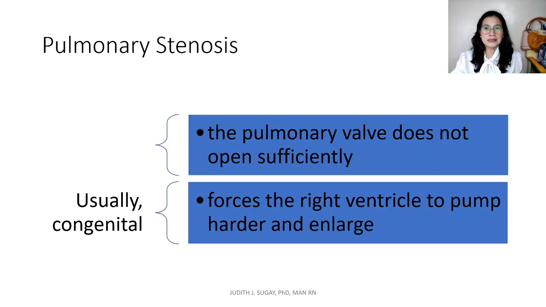Right, so let's move on to the next, which is pulmonary stenosis. With this disease, the pulmonary valve again does not open sufficiently. This will force the right ventricle to pump harder, and with that effort, it will get enlarged. This usually is a congenital condition.